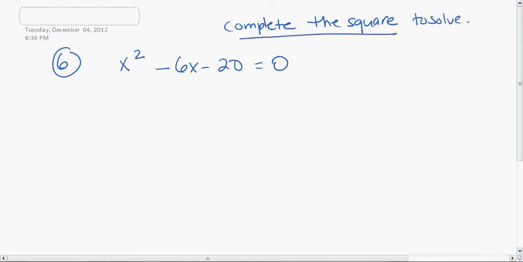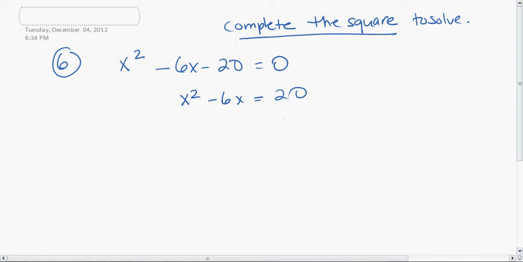So completing the square. The steps that we use are to isolate the constant. That means to get the term that doesn't have an x in it on one side of the equation. So I'll do that first. That would be the 20, and I'm going to add 20 to both sides. So I'll end up with x squared minus 6x equals 20. There's that first step, isolating the constant.